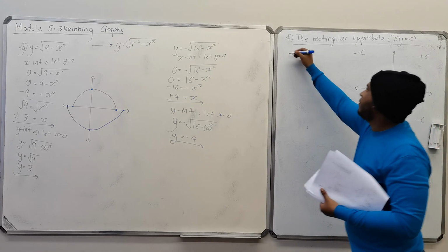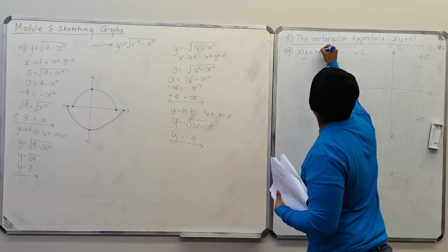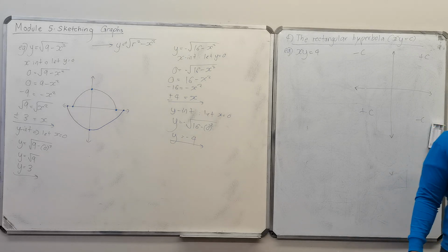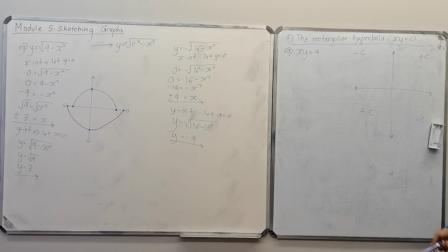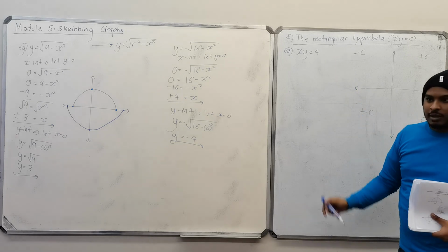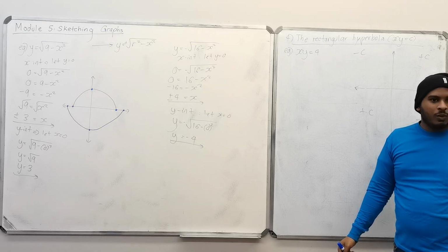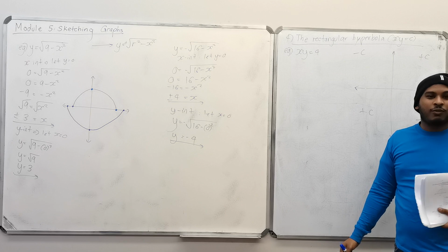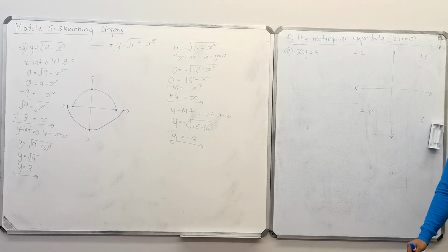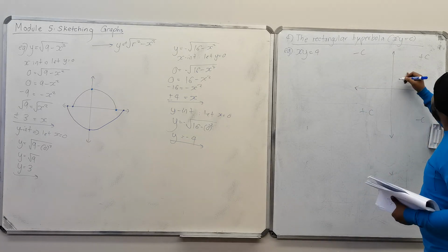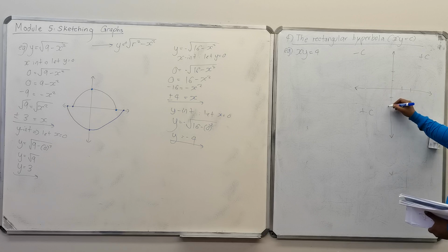And how do you know where to plot your points? Say for example you have xy equal to 4. Looking at it, we can tell by the general formula it's a rectangular hyperbola, and we know that the x and y axes are asymptotes. The sign is positive, so you would draw it there and there. Now where would you plot the center point? All you do is square root the C value. If you square root 4, it's going to give you 2, but it's going to give you plus 2 and minus 2.